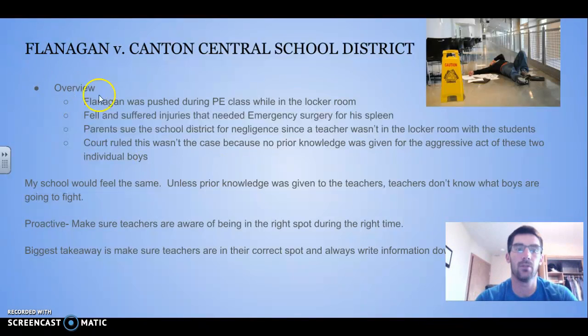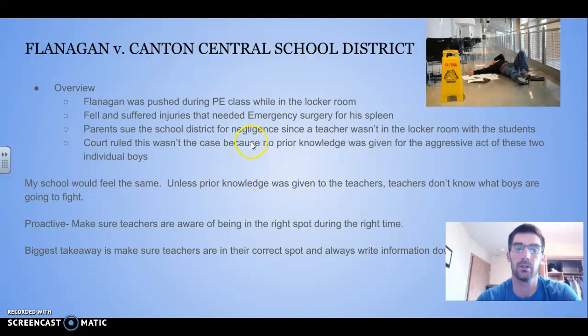What happened was Flanagan was pushed during PE class in the locker room. He suffered injuries that actually needed emergency surgery for his spleen. So it wasn't no small task. It wasn't just a regular fist fight. There was an emergency when he fell, and I think either into a locker or into concrete or etc.